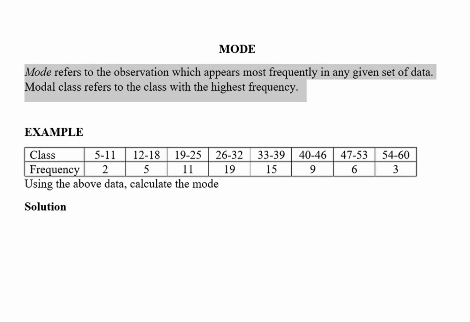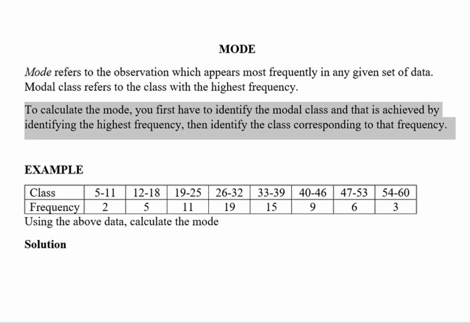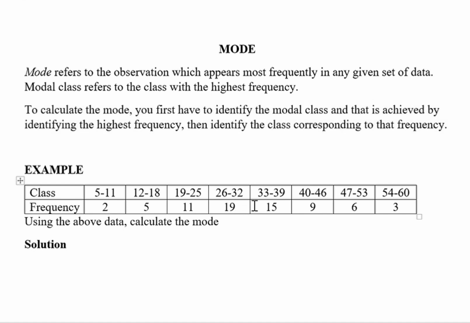So for us to calculate the mod, we first of all have to identify the modal class. In this case, if we want to identify the modal class, we first of all look at the frequency and see which one is the highest. The highest is 19. So the class that has 19 as the frequency is the modal class. In this case, 19 corresponds to class 26 to 32, and therefore the modal class is 26 to 32.